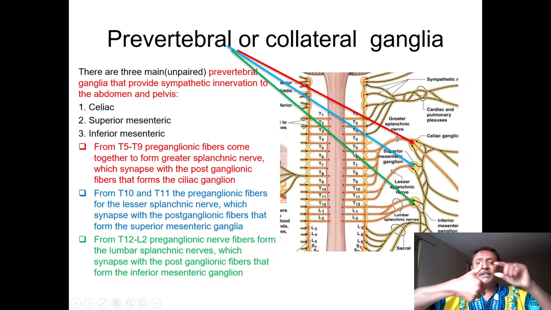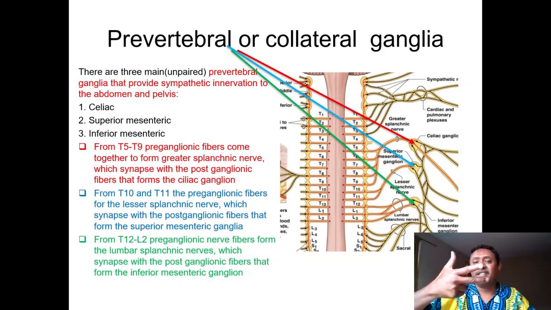Preganglionic fibers will come from T5, T6, T7, T8, T9. Those fibers will come together. What are they going to form? They're going to form the greater splanchnic nerve. Again, the preganglionic fibers from T5 to T9 come together to form the greater splanchnic nerve, which will synapse in the celiac ganglia. And from there, the postganglionic fibers are going to go to the abdomen and pelvis. Done with that. Let's move to the next.